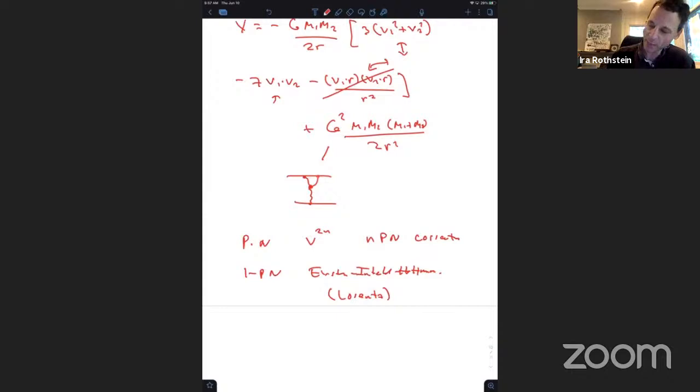People have calculated now up to 4PN. 5PN is the end goal for reasons which I will discuss next time. Okay, so we have a good place to stop right there.